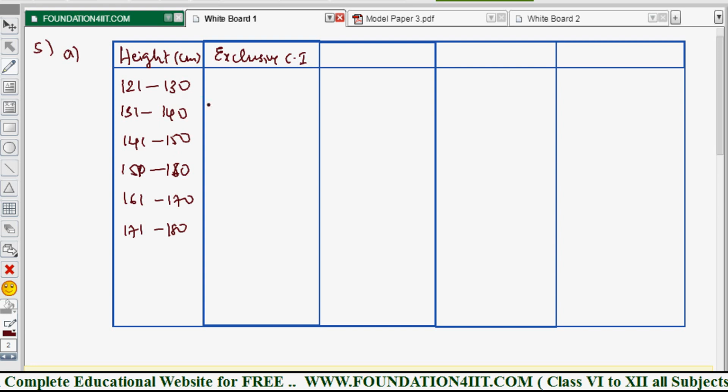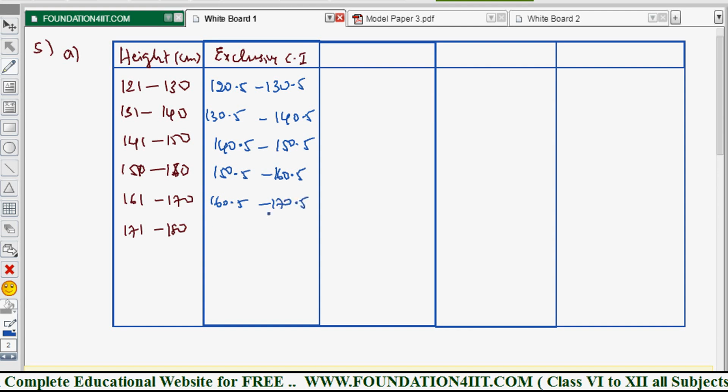because we need to convert to exclusive only, then you can make the graph. So 121 to 130, there is 0.5 decrease and 0.5 increase, because 130 to 131, one number is difference. So we can change it as 120.5 to 130.5. Again the same 130.5, because 131 minus 0.5 is 130.5 to 140.5. Okay, 140.5 to 150.5, and 150.5 to 160.5, 160.5 to 170.5, and 170.5 to 180.5. This is the exclusive class intervals.